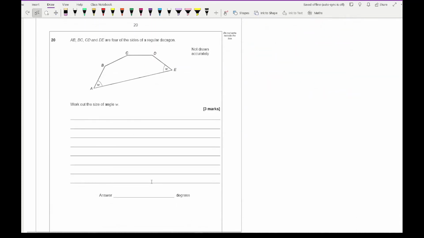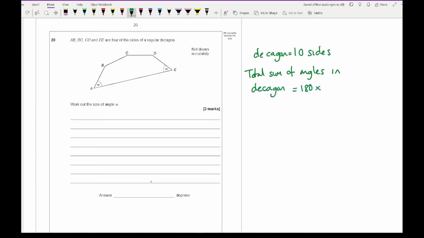Then moving on to question 20, it says AB, BC, CD, and DE are 4 sides of a regular decagon. Work out the size of angle W. Now for this, in terms of key facts, a decagon equals 10 sides. Now to work out the total sum of angles in a decagon, it is going to be 180 times the number of sides take away 2, which is 8.